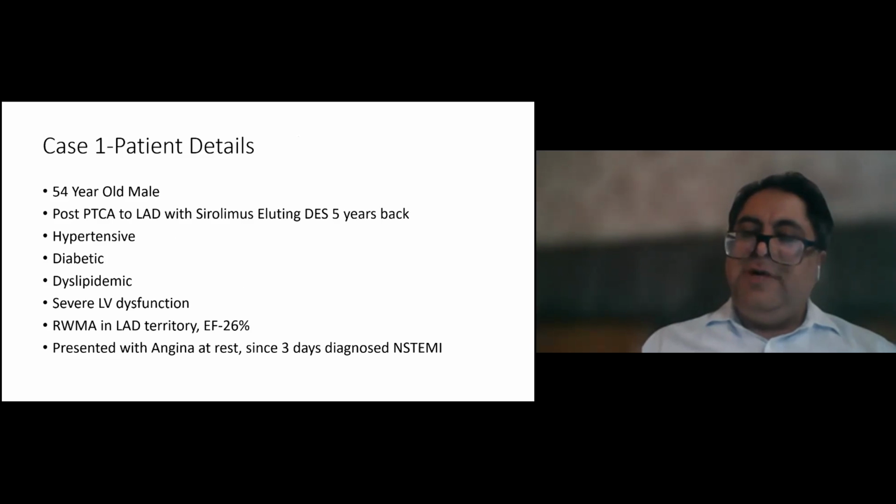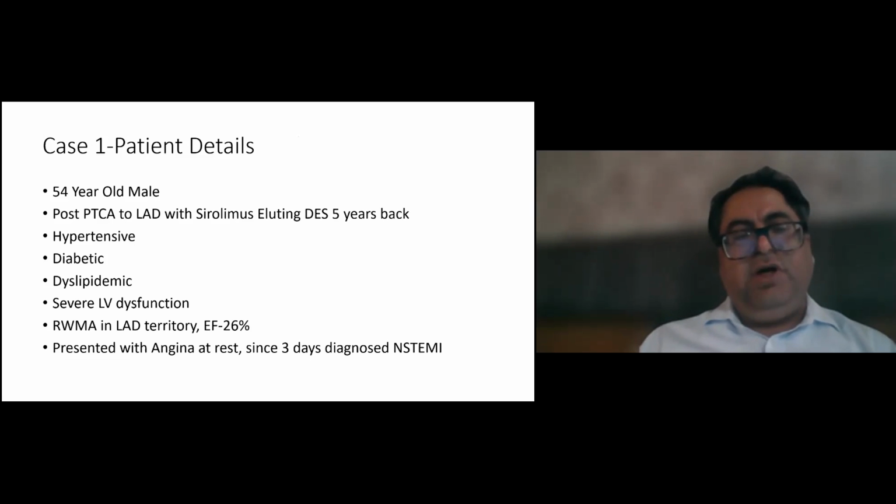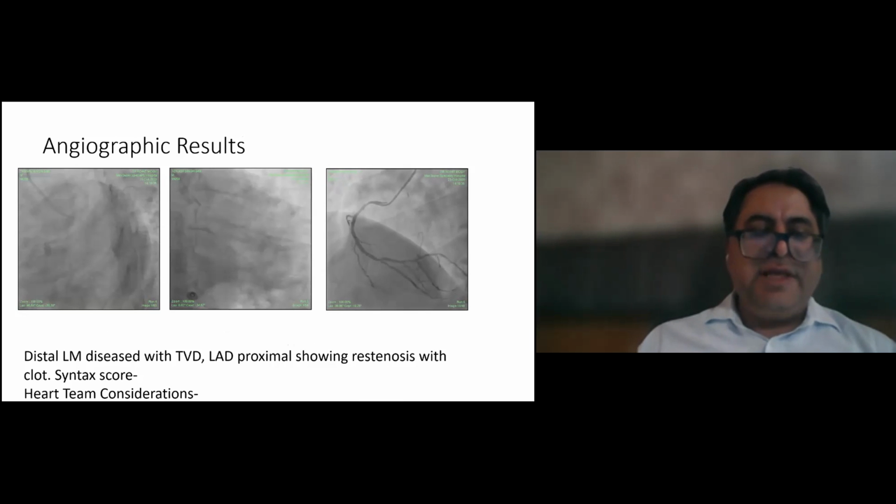So I come to my case series of patients. Case one was a 54-year-old male, post PCI to LAD with a sirolimus-eluting stent 5 years back. He was hypertensive, diabetic, and dyslipidemic. He had severe LV dysfunction, with regional wall abnormalities in the LAD territory and an ejection fraction of only 26%. The patient presented with angina at rest since 3 days. Because of the clinical picture, we diagnosed the patient as non-ST elevation MI.